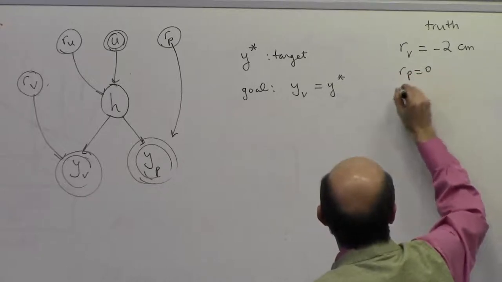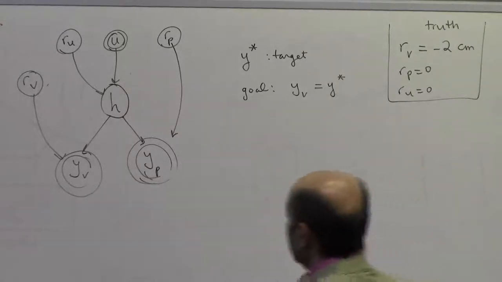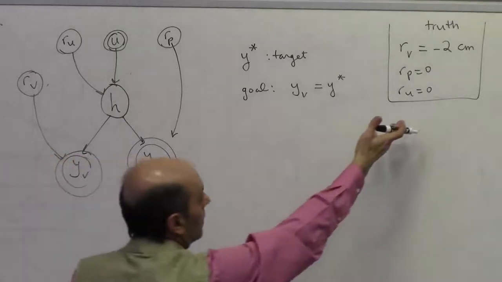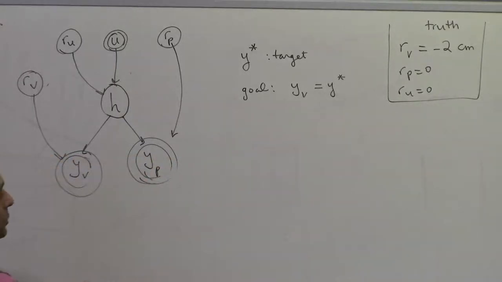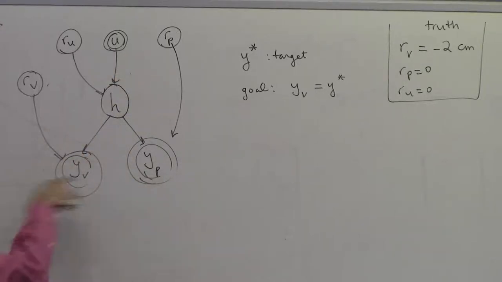RP is 0, RU is 0. This is what you do. But what I see is YP and YV. And my estimate of what these perturbations are will be such as to minimize the difference between what I predict and what I actually see. I'm going to show you that it's very easy to produce scenarios where I see my hand at the target, I feel my hand at some other location, and despite that, I end up with estimates of R that are not the same as the perturbation, and therefore I end up with a belief about where my hand is that's different from what it actually is. So this is the illusion and where it comes about.